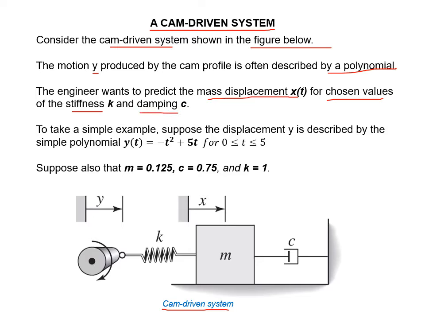and our damping c. So we'll take the simple example here and suppose the displacement y is described by the simple polynomial y of t is equal to negative t squared plus 5t for values for time from 0 to 5. They're going to give us values here. M is equal to 0.125, our c is equal to 0.75, and our k is equal to 1. So we can see down here we have our mass, our spring, our damper here. Here's our y, and here's our x value here.